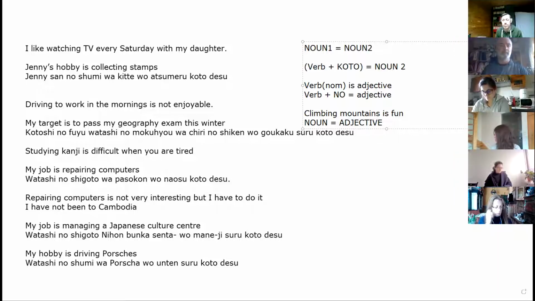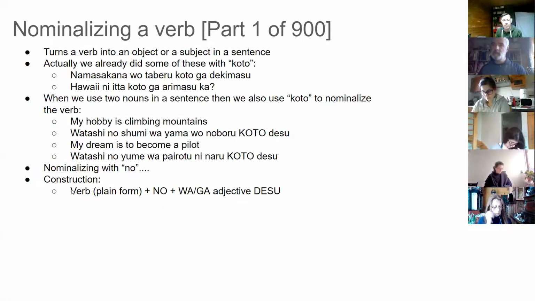So the construction is verb in the plain form plus no plus wa or ga, and we'll come on to which one we use in a second, adjective desu. Okay.